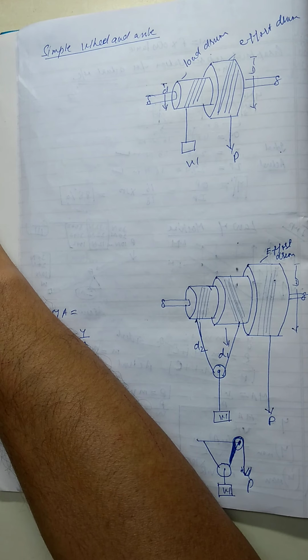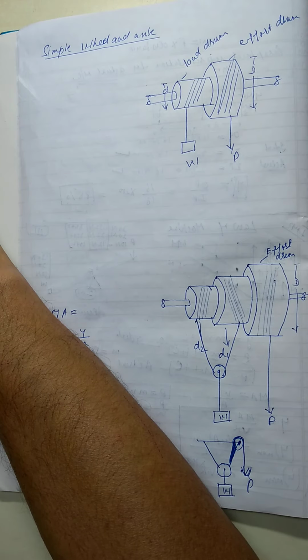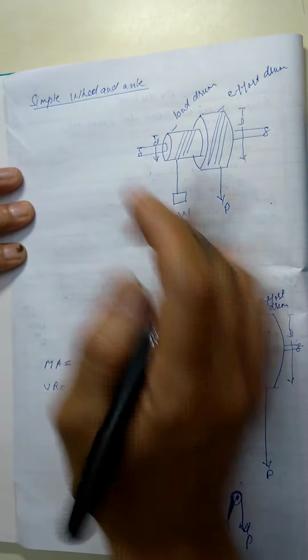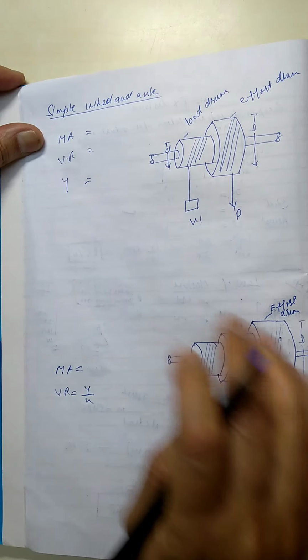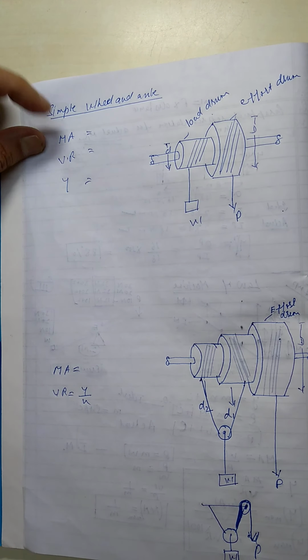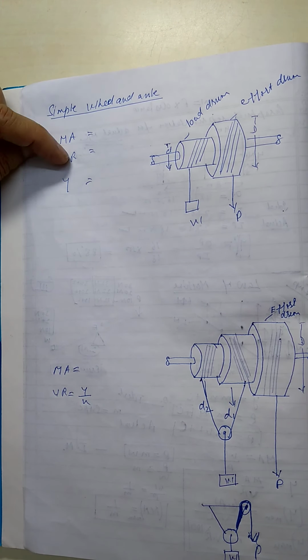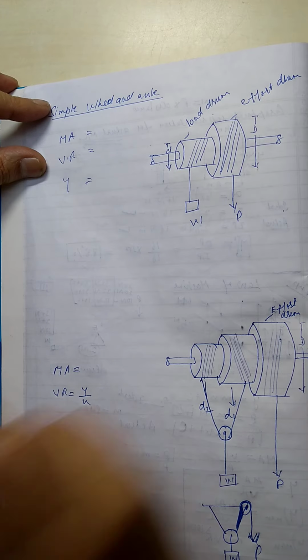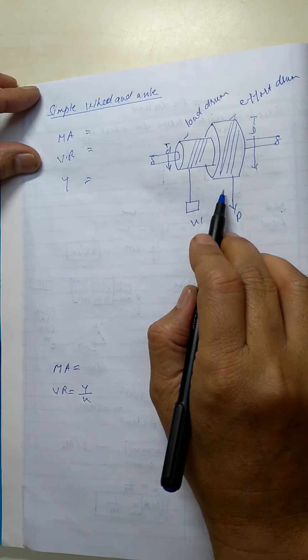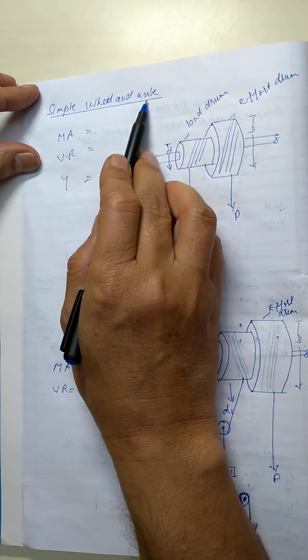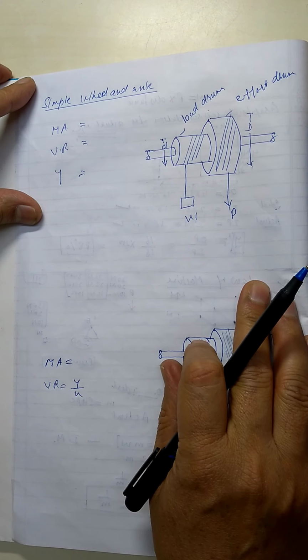All the machines are easy, but they are particular different types of machines, and for all the machines you have to find first mechanical advantage, then you have to find velocity ratio, then you have to find efficiency. That means you have to learn the formulas for mechanical advantage, velocity ratio and efficiency in case of all the different types of machines. Now this is the first type of machine, and the name of the machine is simple wheel and axle.